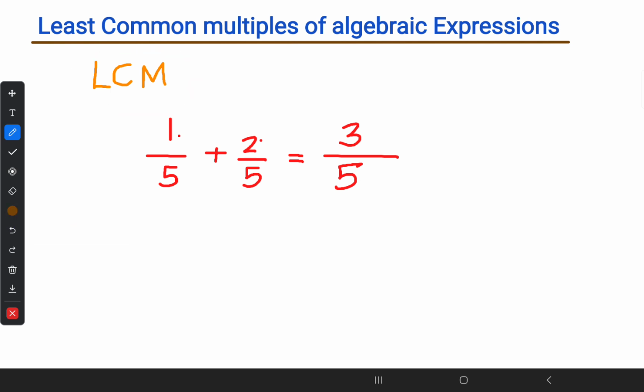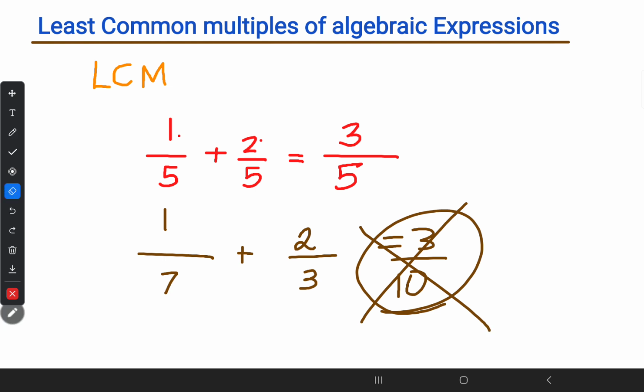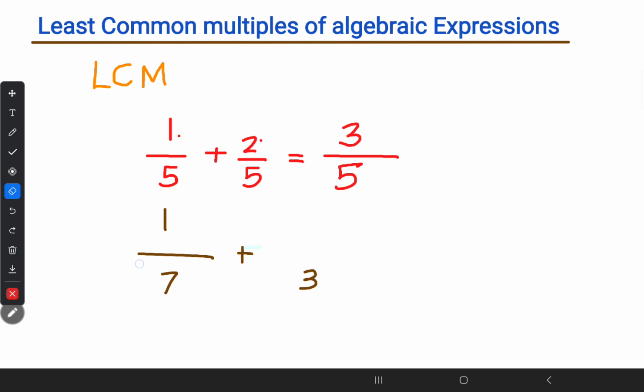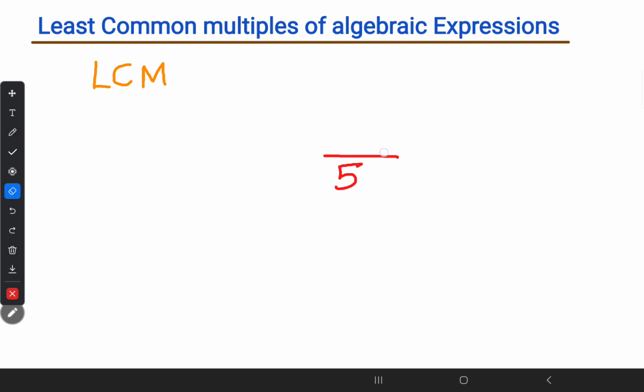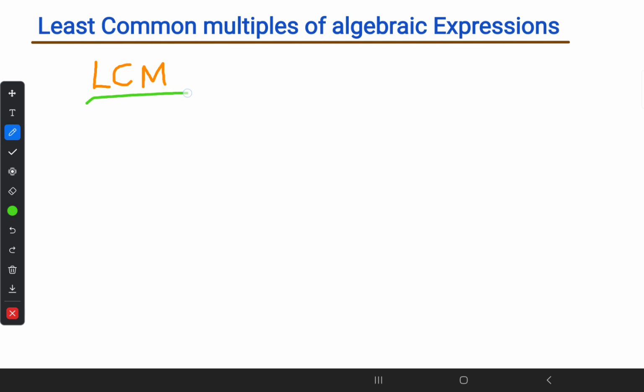If the denominators are not the same, likewise 1 upon 7 and 2 upon 3, look at this. The denominators are not the same now, so we cannot add them directly. 3, 7 plus 3, it's 10. We cannot do these kinds of silly things here. So you have a better idea about the sum of fractions, and that's what we are applying here too. If the denominators of fractions are different, we have to find the LCM to get the common denominator. At that place, we are using the least common multiple.